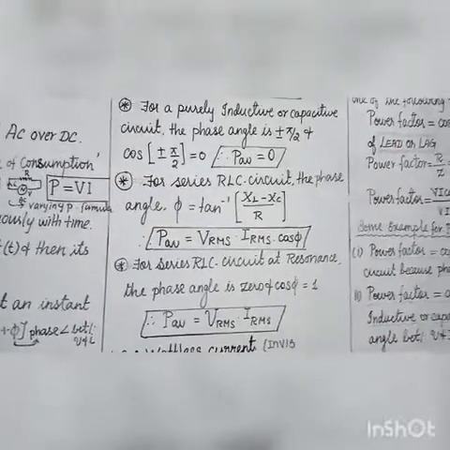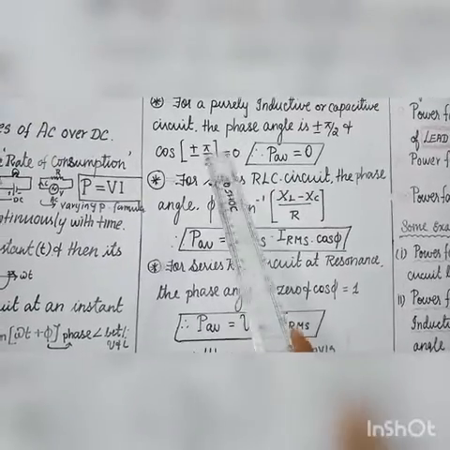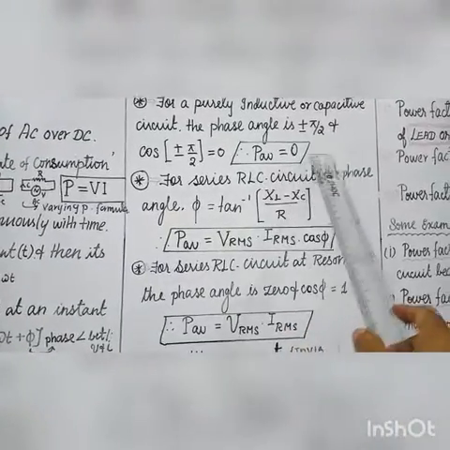The value of phi is pi by 2, which is equal to 90 degrees. Cos phi is equal to 0. Average power is equal to 0.